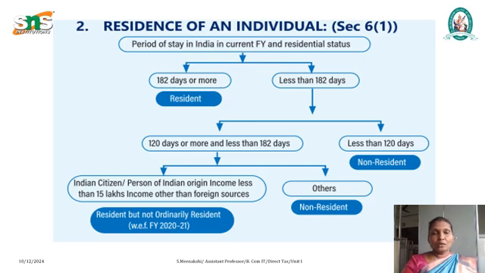So the first condition is 182 days or more, or less than 182 days. When the days are less than 182, then he falls under two conditions. We have to check whether it is less than 120 days. If it is less than 120 days, then he automatically becomes a non-resident. If it is more than 120 days, then we have to check two other conditions, whether he earned income of more than 15 lakhs, and others fall into the non-resident category. So we can easily understand how to determine the residential status of an individual with this flow chart.